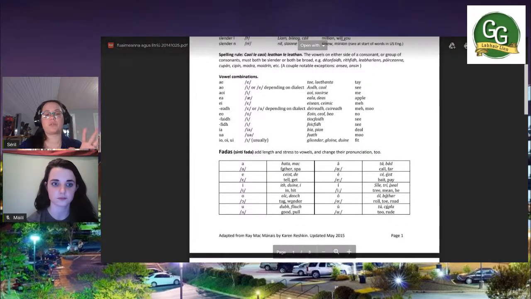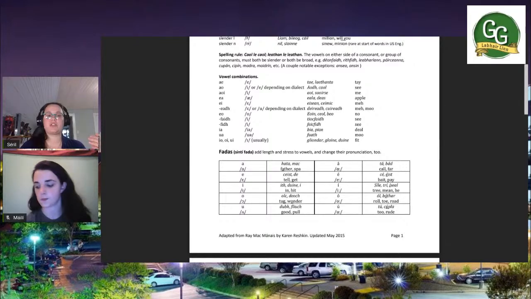Let's take a look at vowels. There are a lot of vowel combinations in Irish, especially the triphthongs, which are three vowels in a row, A, O, I, and things like that.